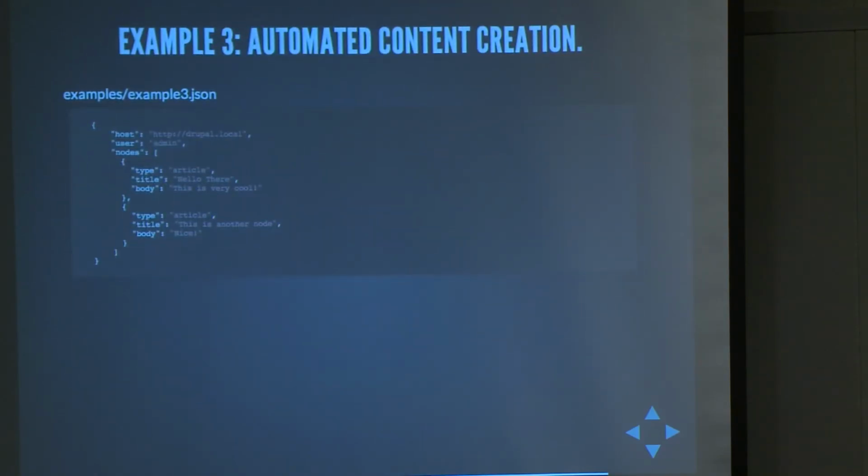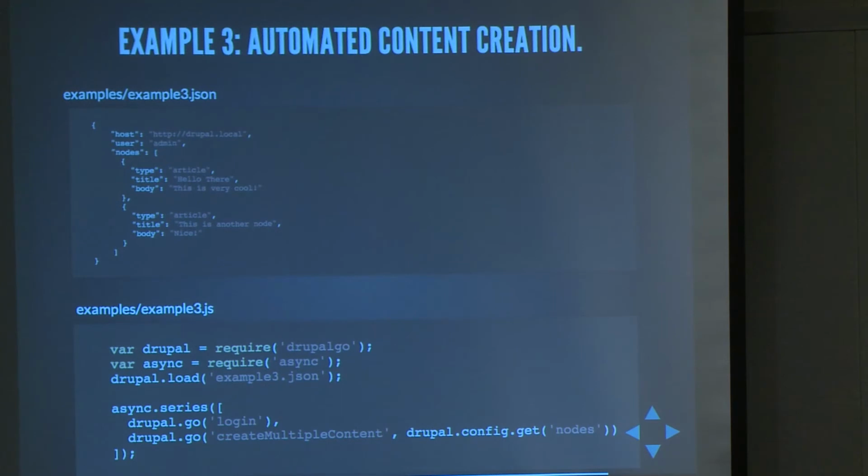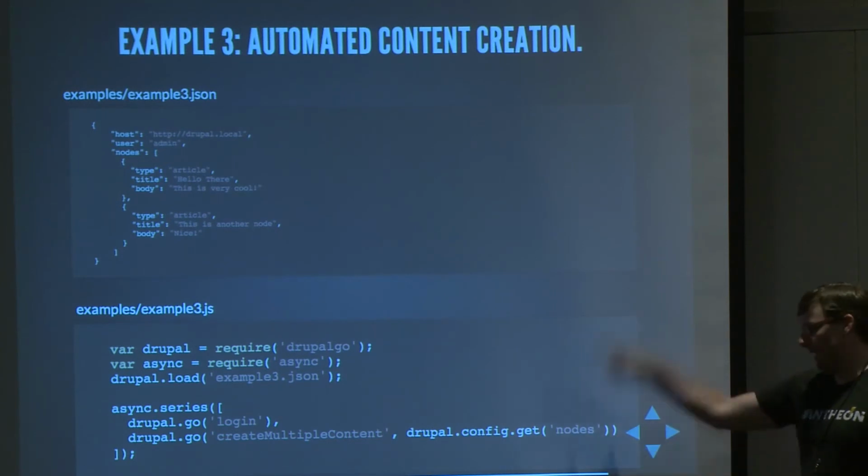Automate it. Let's say I don't want it to prompt me. I just want to put all that in the configuration. Well, you can. There is a nodes parameter where I can just provide objects of type, title, body, type, title, body, and just provide it in your configuration. Then the actual application in this piece is super simple. That's what create multiple content is for. You just pass in that nodes object, and it'll just do it. Let's do it.